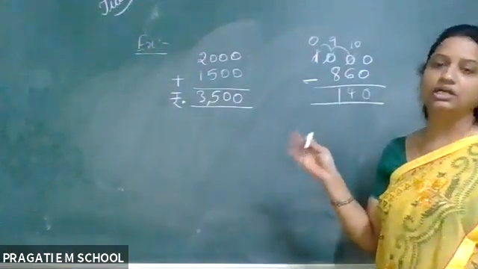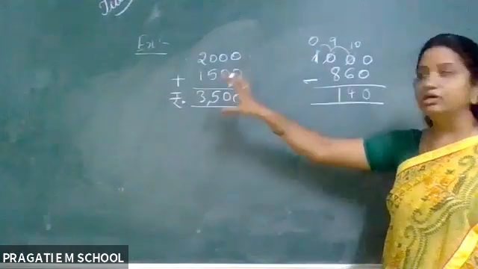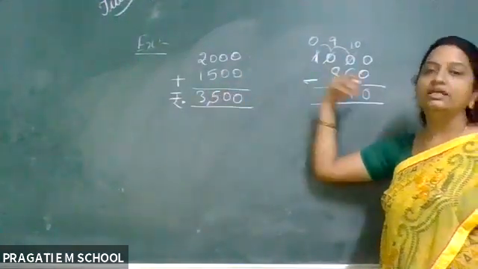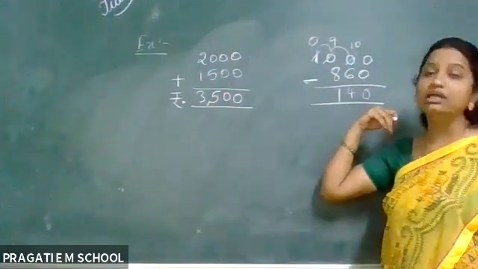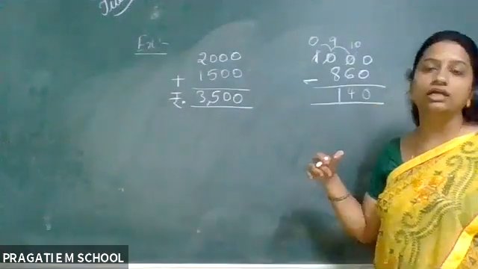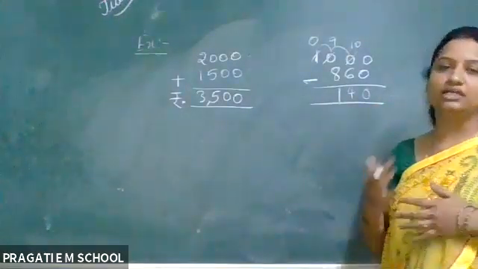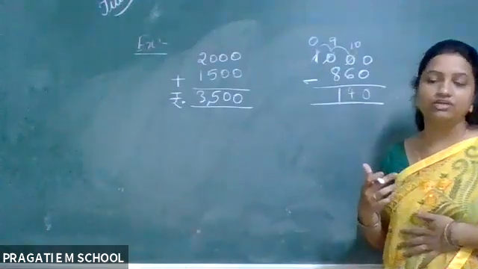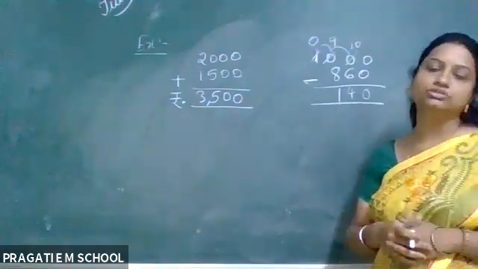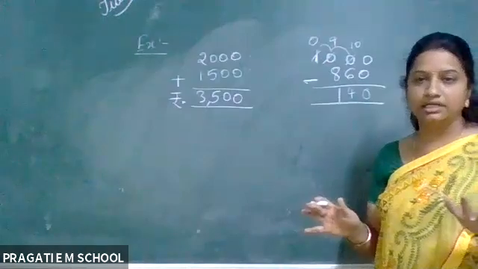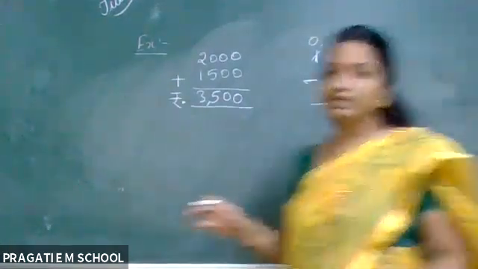Yes, children? So in one situation, we have done addition, and in another situation we have done subtraction, which we have learned already. I just want to revise and recapitulate whatever you have learned in terms of examples. Yes, children, are you all understanding? Fine.